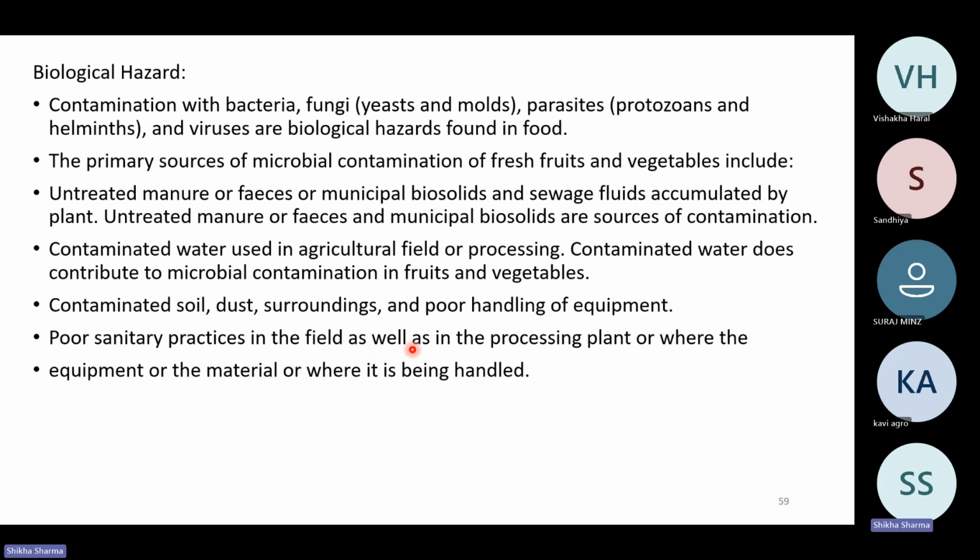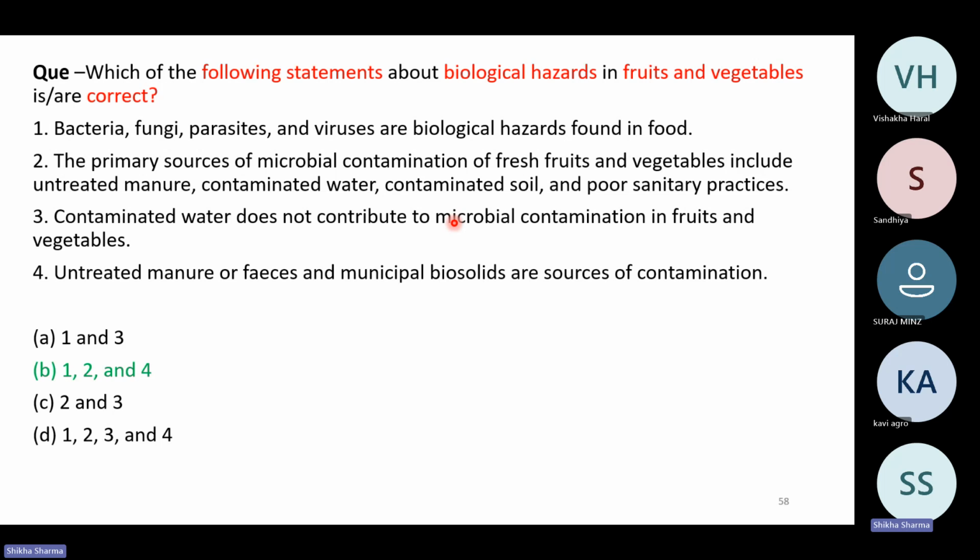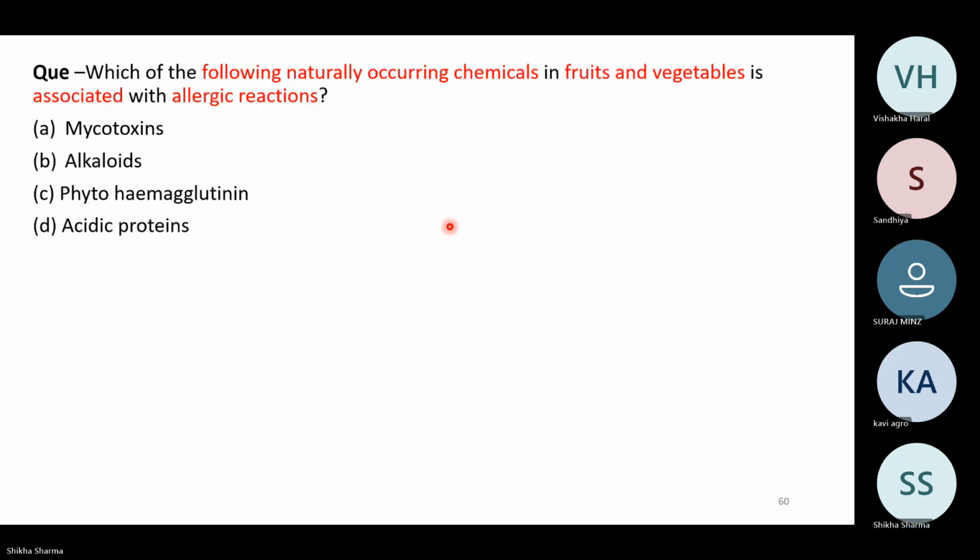Poor sanitary practices in the field, as well as in the processing plant or where the equipment or material is being handled, can also lead to biological hazards if there is not proper cleanliness. So 1, 2, and 4 are correct. The third says contaminated water does not contribute, whereas it contributes to microbial contamination. That's why it is not correct.